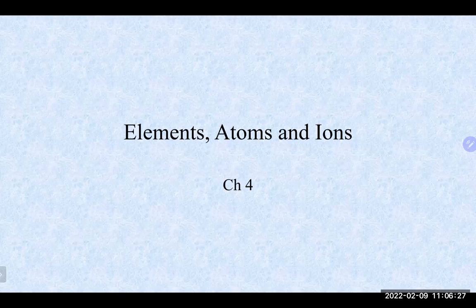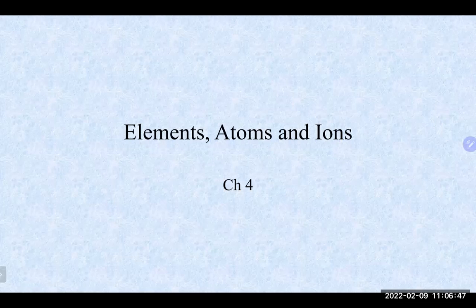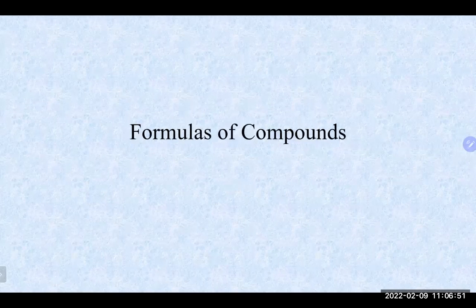It covers all kinds of things: elements, atoms, ions. We're going to talk about the structure of the atom. We're going to talk about some important experiments that led to the understanding of the structure of the atom. We'll talk about things like atomic number, mass number, and we'll finish up, I think, talking about the periodic table towards the end of the chapter as well. So a lot of stuff in here. Let's just talk a little bit about formulas of compounds.